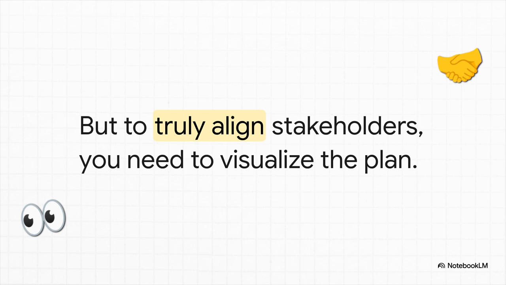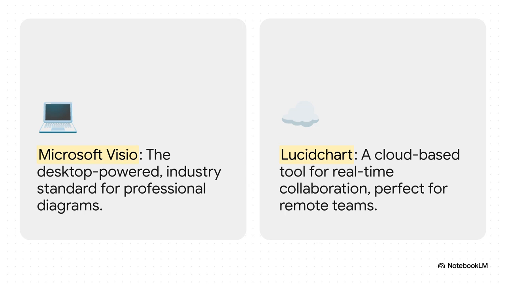To really get everyone on the same page, from the engineering team to the head of sales, you have to create a shared picture of the plan. You gotta make it visual. And this is where a BA has a key choice to make. Do you go with something like Microsoft Visio? It's the long-standing industry standard, super powerful, desktop-based, perfect for creating those formal, detailed diagrams. Or do you go with a cloud-based tool like Lucidchart, which is built from the ground up for real-time collaboration?